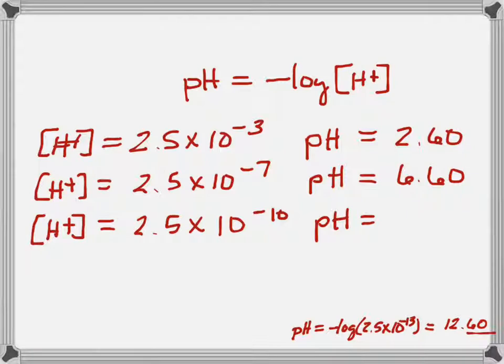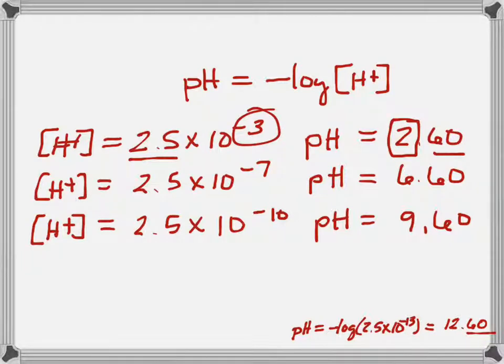So 2.5 times 10 to the minus 10 molar is 9.60. There's a pattern here, isn't there? What's the pattern? Sixes and zeros. If we have 2.5, those are the significant figures, right? Then we end up with 0.60. The only thing that's changing is the part in front, which is 1 less than this exponent.